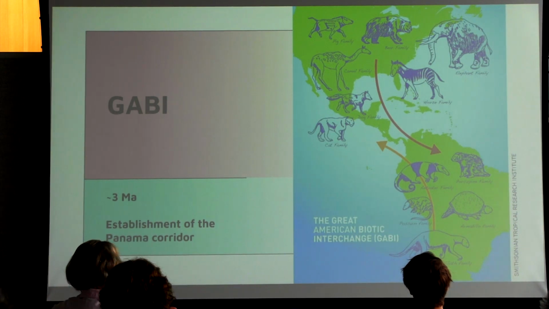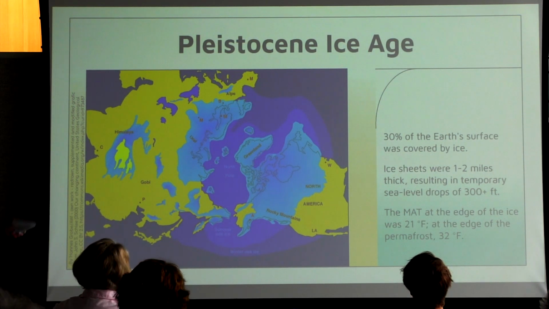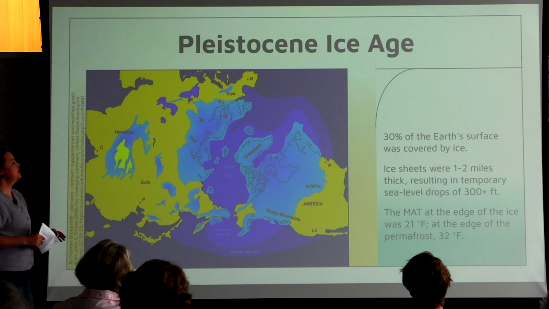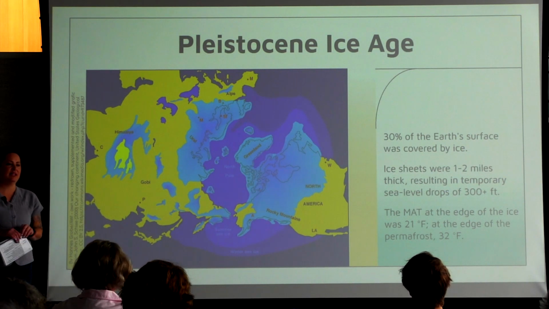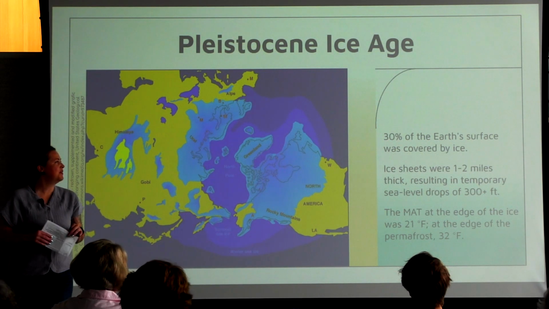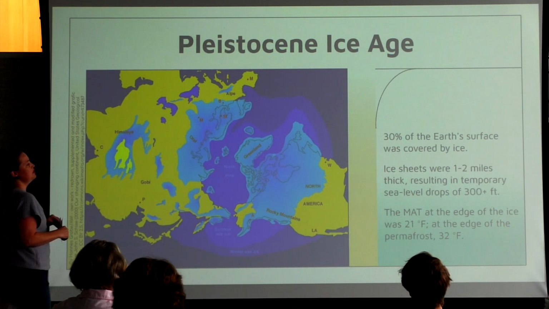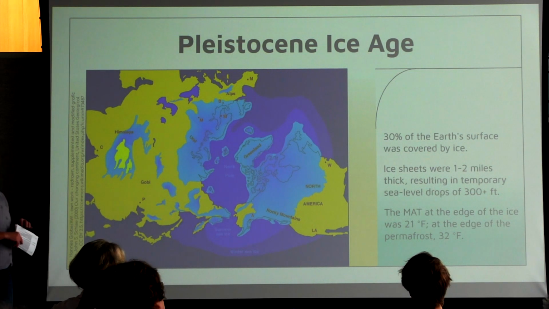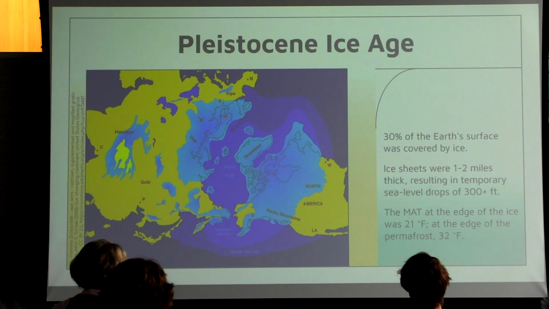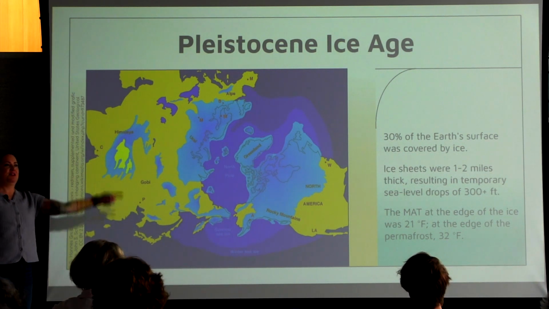Because this brings us to the Pleistocene Ice Age. About 1 million years after all of that happened with the Great Biotic Interchange, we start to get glaciers. So during this time, about 30% of Earth's surface was covered in ice. The ice sheets were about 1 to 2 miles thick, and it resulted in a temporary sea level drop of about 300 feet. That is massive. Can you imagine being in Puget Sound and the water is 300 feet away from you?